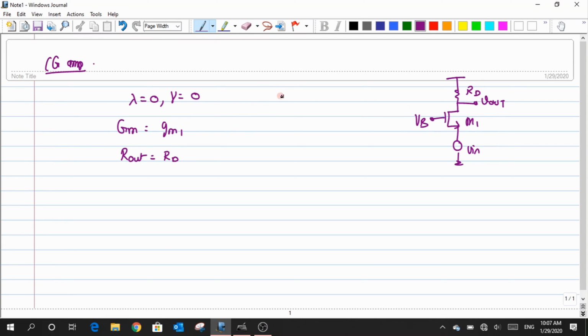Now if I go for lambda not equal to 0, and gamma also not equal to 0, then for this type of circuit, we had GM equal to GM1 plus 1 by R naught with a prime. So this was the expression that we got the moment we had both these assumptions taken off. And similarly, for this R out, the moment we leave out this lambda factor, we ended up having RD in parallel with R naught. So again, I'll just use the suffix of 1 for both ROs.